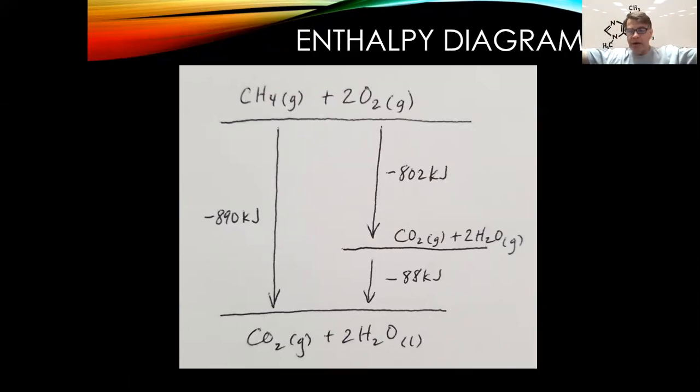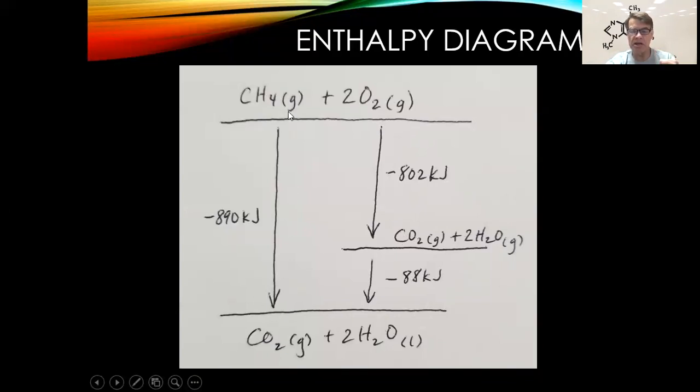However, perhaps it could also happen in two steps. Perhaps it could first go to carbon dioxide and water vapor in gas form. It's not quite the liquid form. So we've got the same substances, we just have this one in a different state. That would give off 802 kilojoules, and then bringing it down into the liquid form of water gives off another 88 kilojoules, and we're at the same destination.